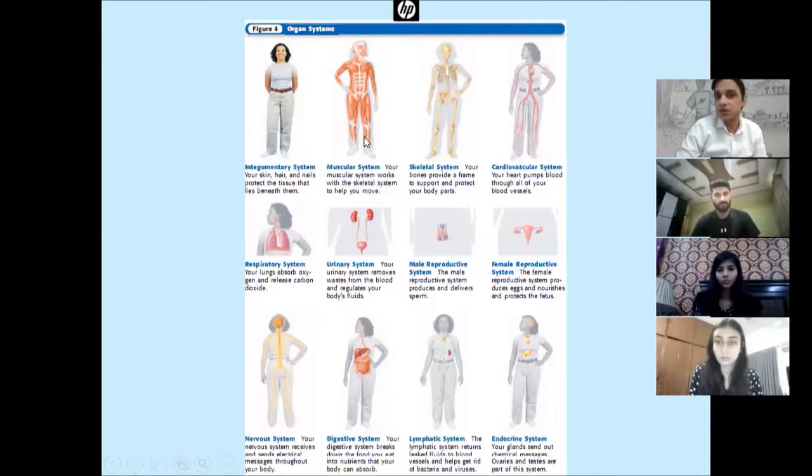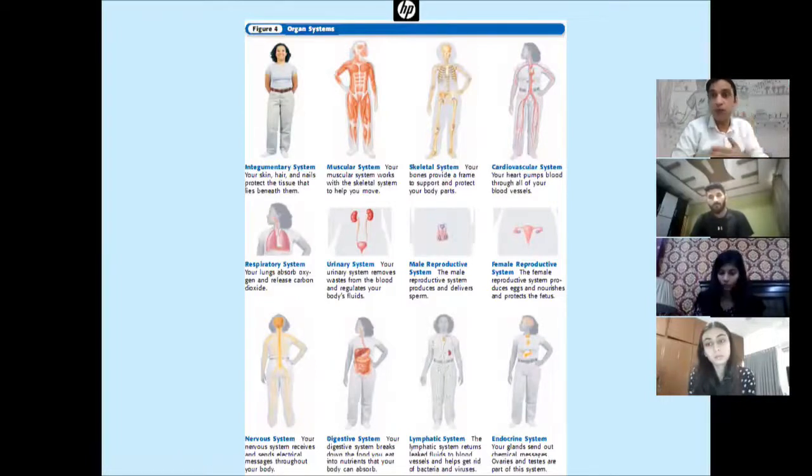The muscular system creates muscles in our body, and the contraction and relaxation of the muscles results in locomotion and movement of the body. Then there is the skeletal system, the bones present in our bodies. The presence of the bones within our body not only gives strength to humans, but also helps us to move our bodies from one place to another.